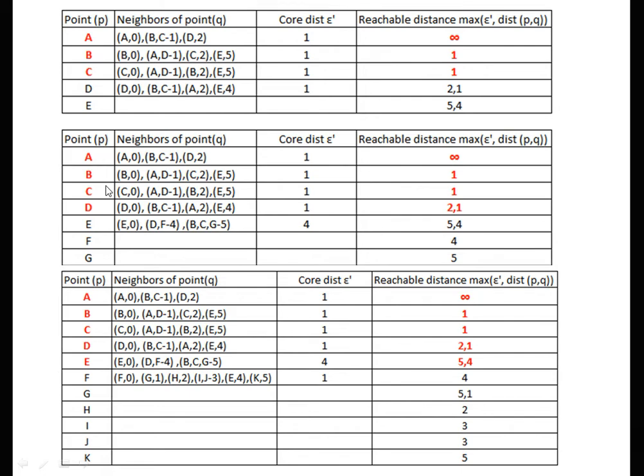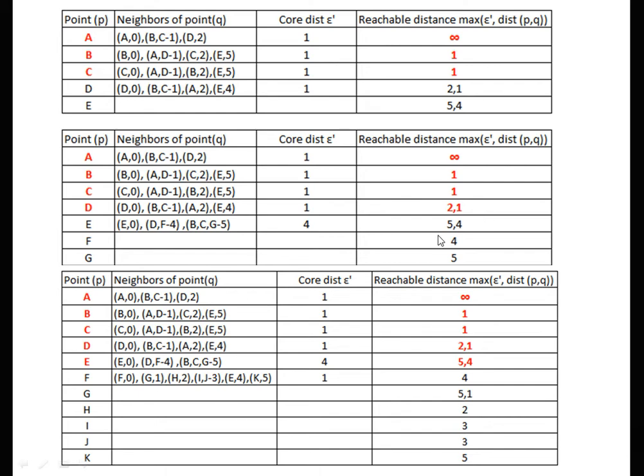Now we are taking the point E. From E we need to check: A, B, C, D are already reachable. The next points are F and G. F is coming at 4 and G is coming at 5. Every time I have used the formula of core and reachability distance, and from that I have calculated this distance. Now E becomes a core at a distance of 4, because from E the next point is coming at a distance of 4. So the core distance of E is 4, and from E, F and G are reachable, at distances of 4 and 5 respectively.